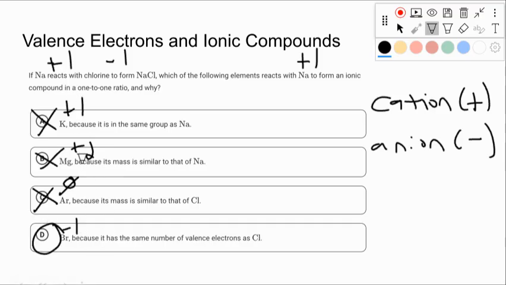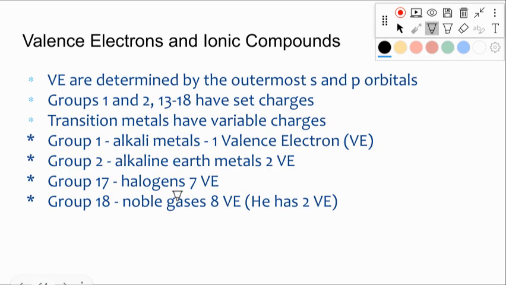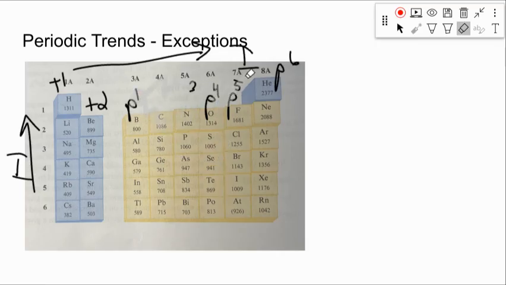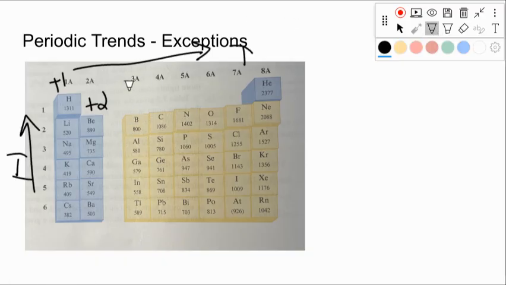If you have forgotten these charges, that is something you probably want to go back and review. So because group 1 has 1 valence electron, it becomes positive 1. Because group 2 has 2, it becomes a positive 2. Group 13 is going to be a positive 3. Group 14, we say it's a positive or a negative 4 or a positive 2, but I really hate using all that information without knowing more about it.